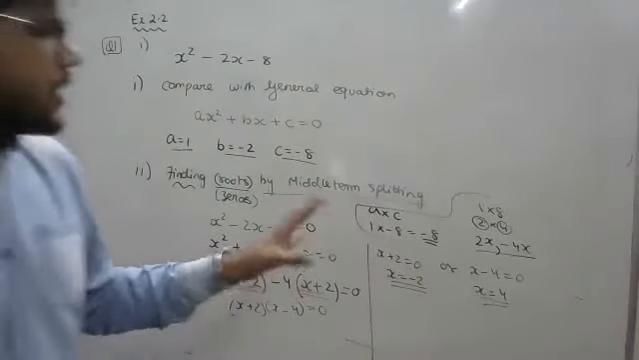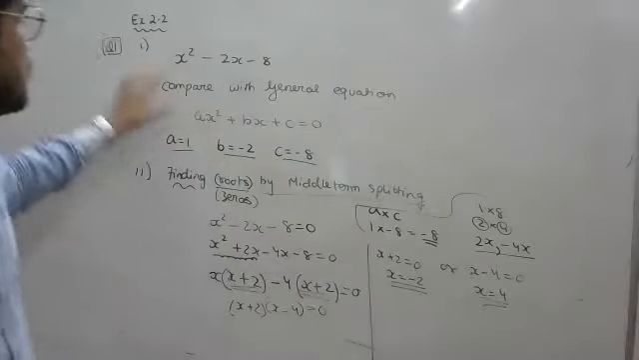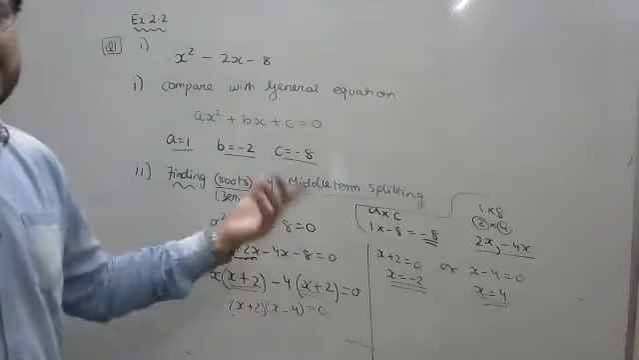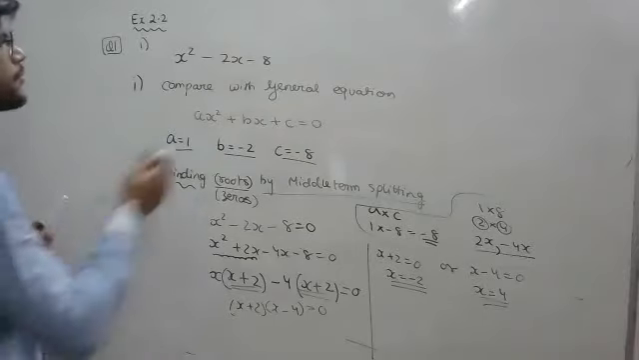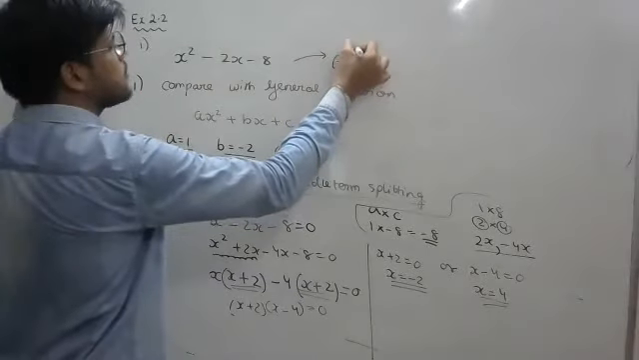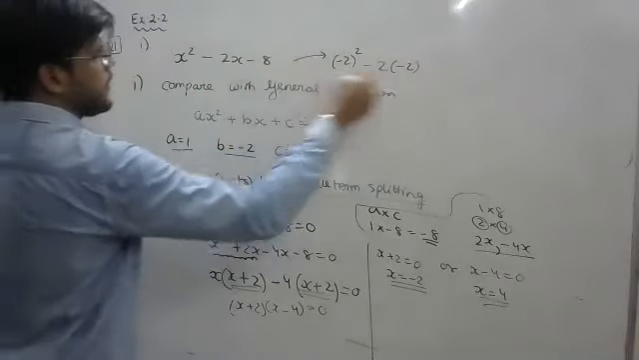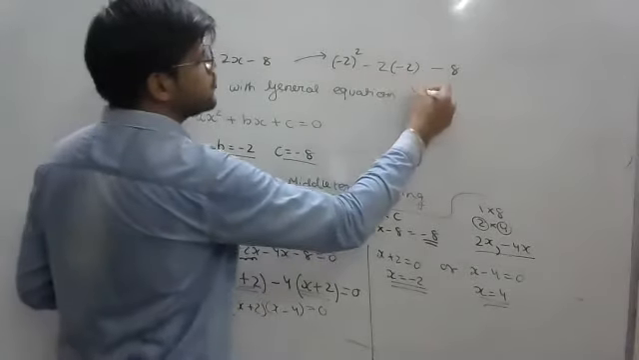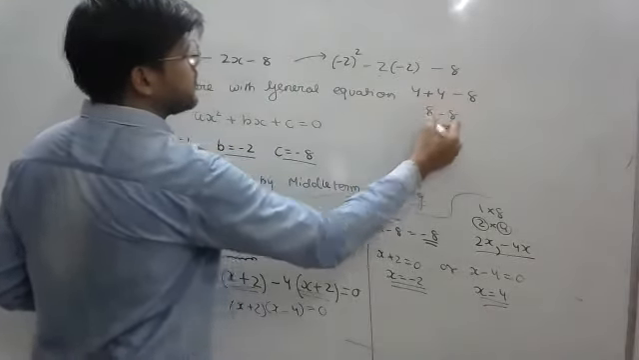Please understand, it's not only about finding the answer. What does this mean? This means that when you substitute value of x as minus 2 in this equation, your answer will be 0. Meaning of this x equals to minus 2 is, why it is called a 0? Because on substituting x as minus 2, overall answer will become 0. You can check this. If I substitute minus 2 in position of x, here I will be writing minus 2 square, minus 2 into minus 2, minus 8. What is square of minus 2? 4. Minus 2 into minus 2, plus 4. And this is minus 8. 4 plus 4, 8. 8 minus 8, 0.